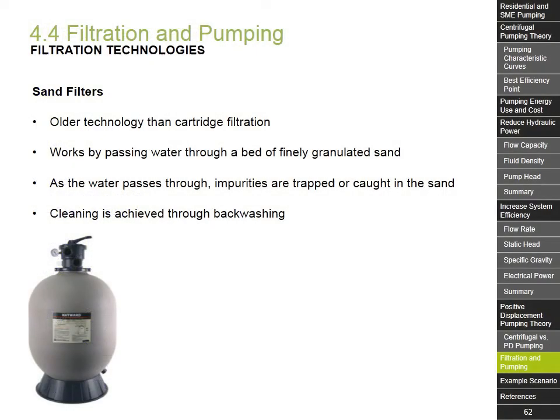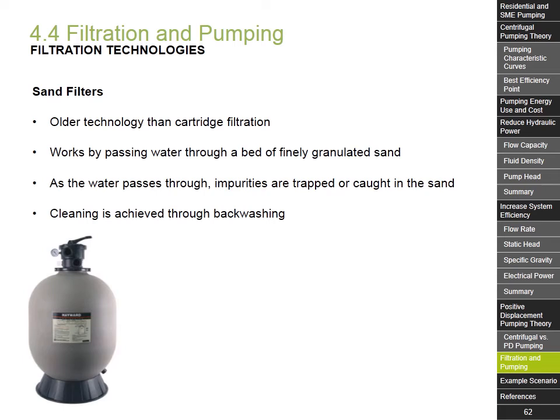Sand filtration is a much older technology than cartridge filtration. Sand filters work by passing water through a bed of finely granulated sand. As the water passes through, impurities are trapped or caught in the sand. The more sand, the more efficient the filtration. Sand filters are easily recognizable as they are large spherical shaped fiberglass globes with a valve and a bleed off at the top, and a plastic window for view of the sand inside.